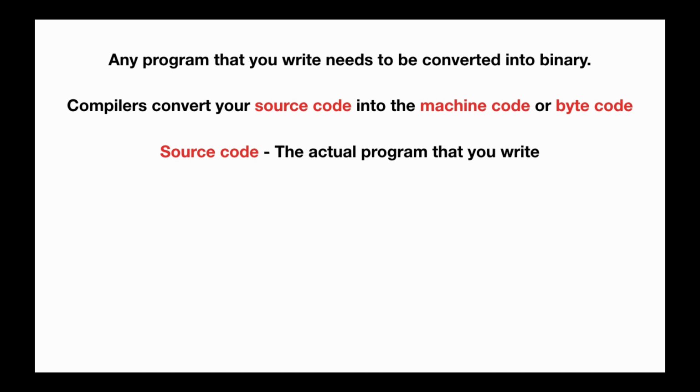So source code is basically the actual program that you write. This is a technical term for the program that you write in a programming language. We call this source code. And as I've told you, compilers convert your source code into the machine code or bytecode.